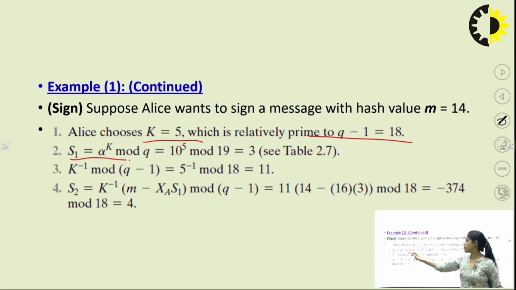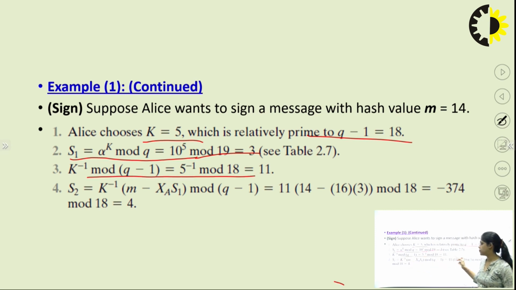S1 equals alpha raised to k mod q, which is 10 raised to power 5 mod 19 equals 3. K inverse mod q minus 1 equals 5 inverse mod 18 equals 11. And S2 equals K inverse times (m minus XA times S1) mod q minus 1, that is 11 times (14 minus 16 times 3) mod 18, equals minus 374 mod 18, which is 4. So it is like this.